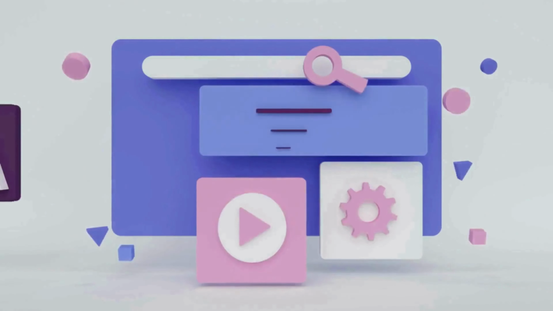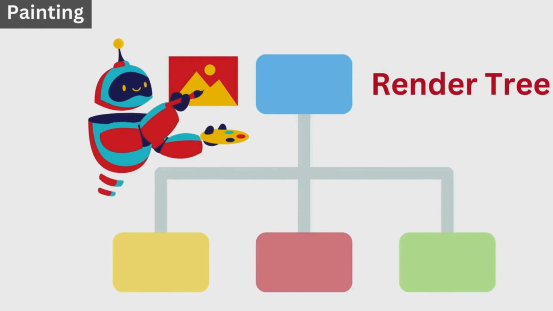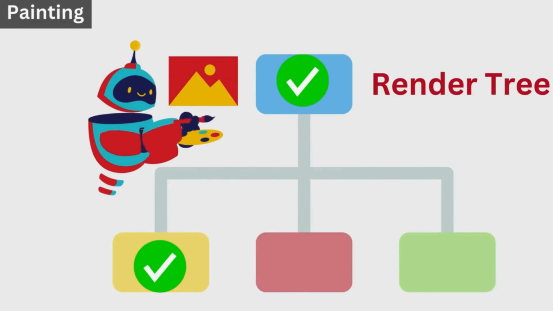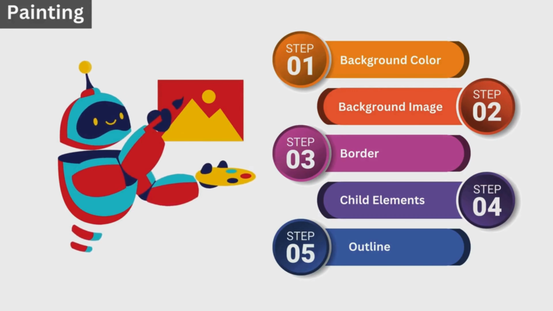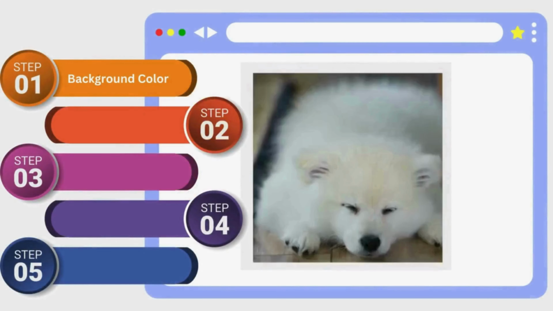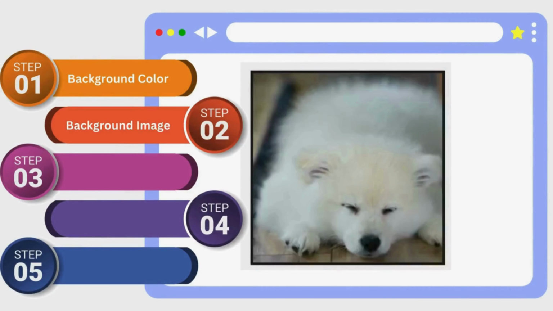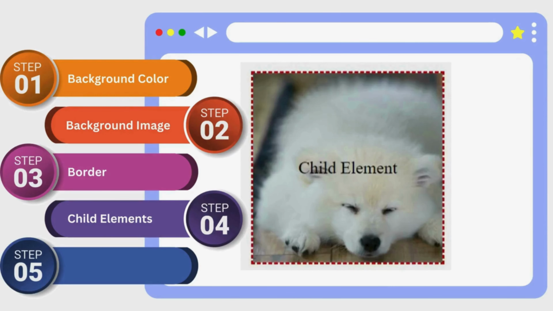After the layout process is calculated, the browser moves on to painting. This is where the browser actually draws the content of the web page on the screen. Here's how it works step by step. The browser starts from the root of the render tree and paints each visible element one by one. The sequence in which the browser paints elements is important. First, the background color of the element is painted. If the element has a background image, it gets painted next. Then the borders are drawn around the element. After that, the browser moves on to painting any child elements. Finally, if the element has an outline, it gets painted last.